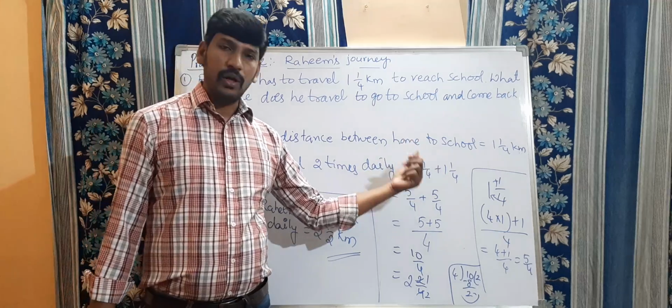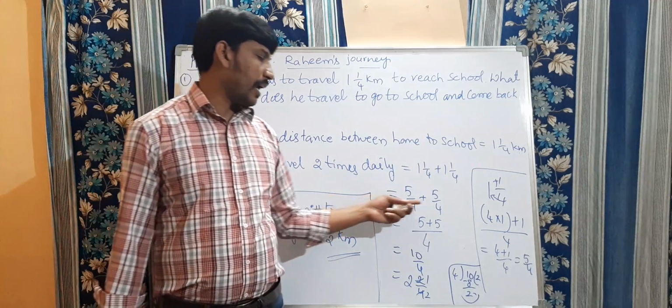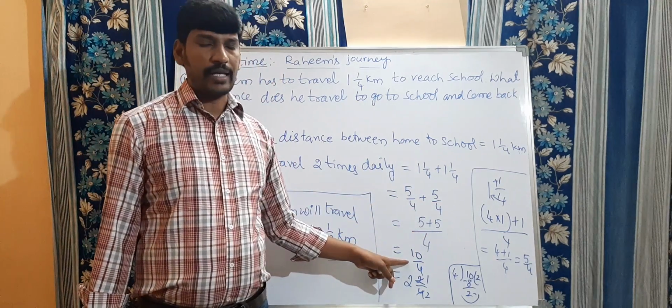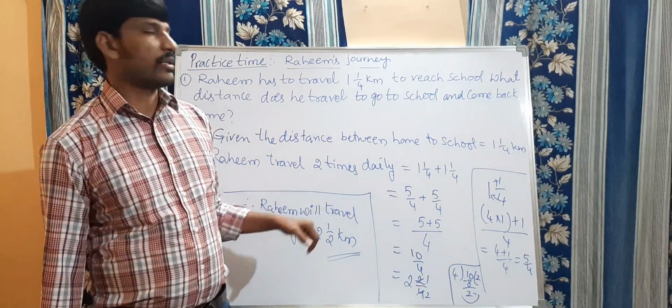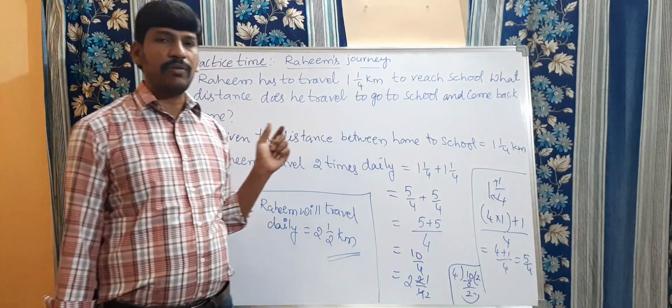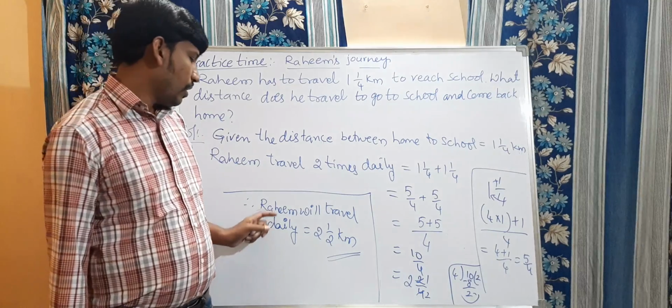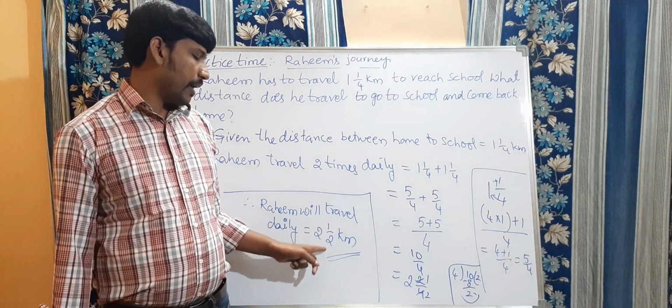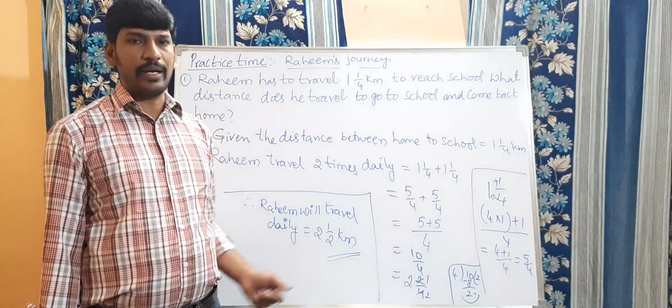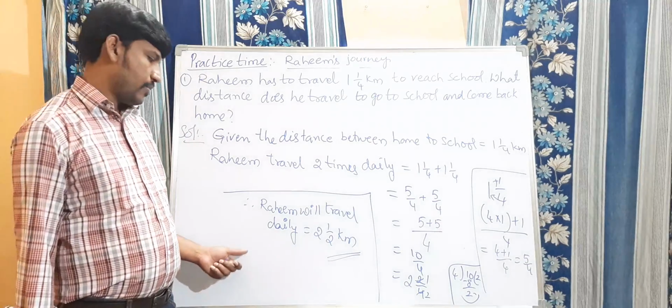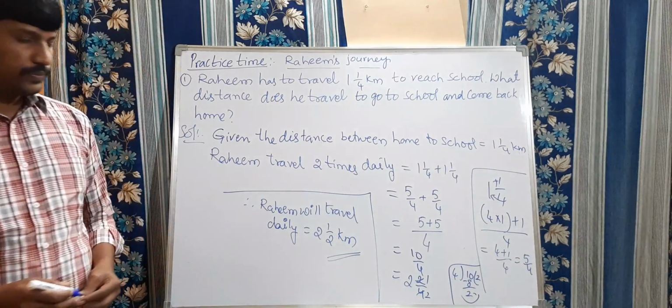So convert into improper fractions, then add like fractions. You will get the fraction. Again convert it into a mixed fraction, because the question was given in terms of mixed fractions. So now the answer is 2 1/2 kilometers. Is this clear, my dears? Did you understand that? Very good. Note this down.